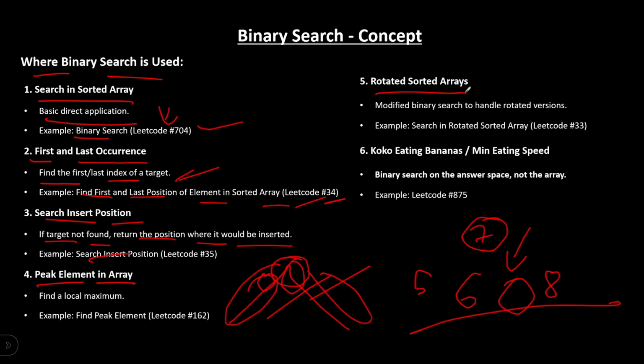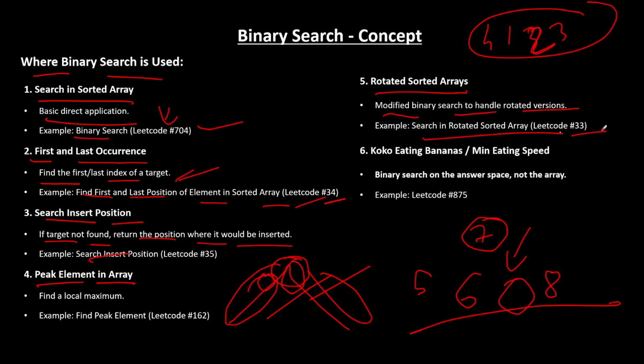Now rotated arrays are also there. Rotated arrays also work like a bitonic sequence. Suppose you had 4 here, 1, 2, 3, right? So it was a rotated array this way. Modified binary search to handle the rotated version. You could go and check this question, Leetcode 33.